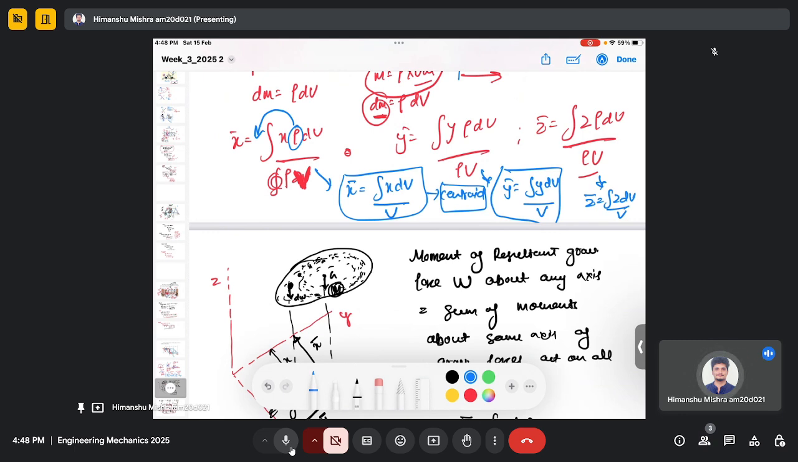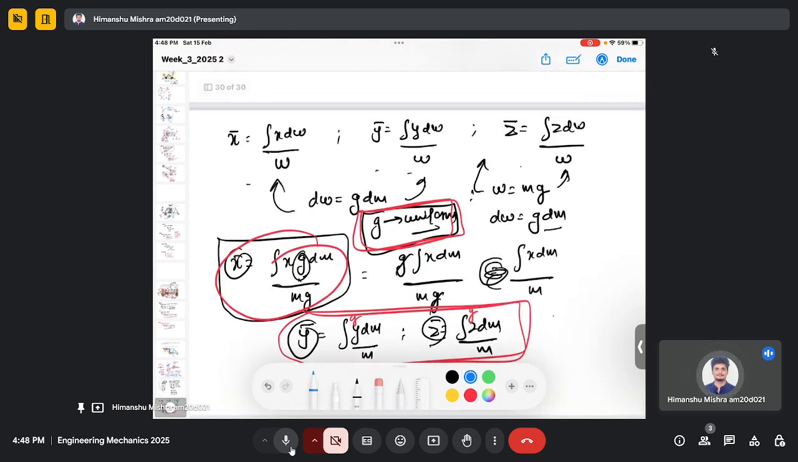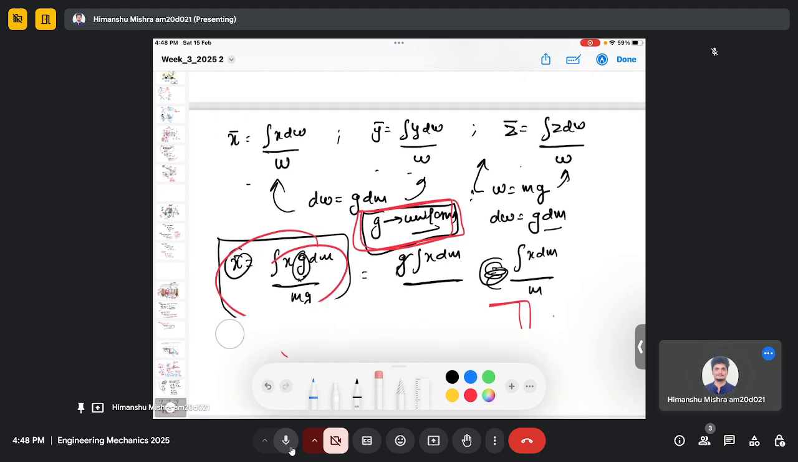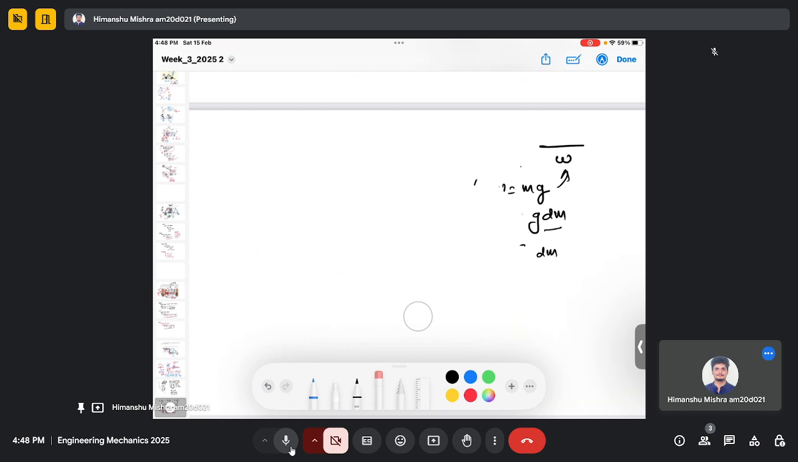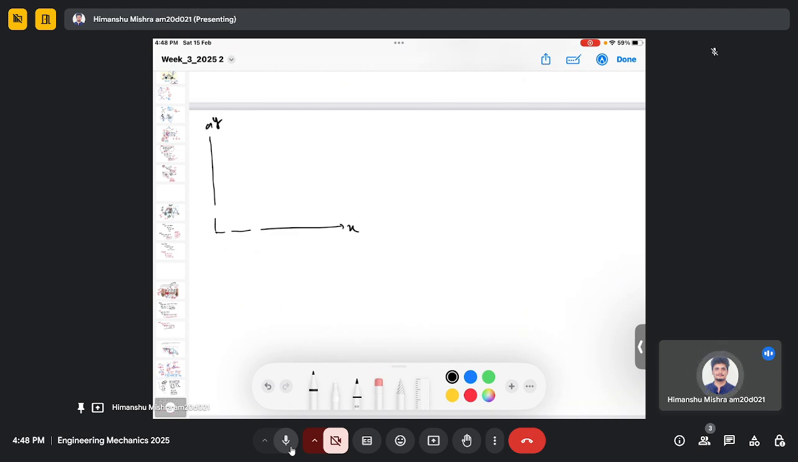So now our objective is to calculate x bar, y bar and z bar. So we can start with a very simple example. Then in the next class we will proceed with a little more complicated examples. So we can start with a very standard example that you can find in any book. So we can have, this is my x, this is my y axis, and I can have a triangle here.